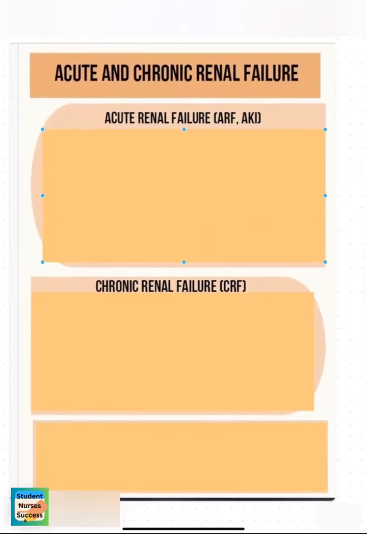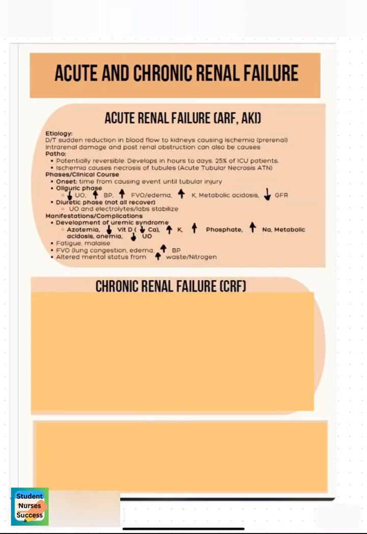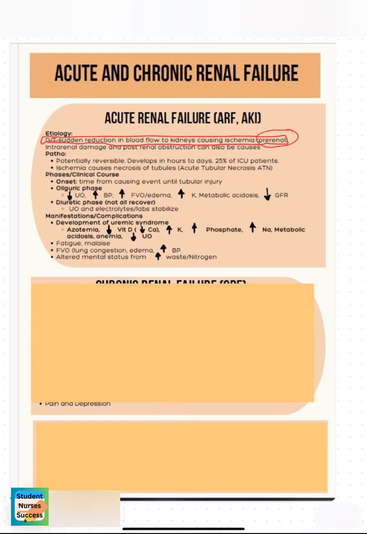I'd like to begin with acute renal failure. Acute renal failure is often referred to as ARF or even AKI. AKI stands for acute kidney injury. Usually, the most common reason for acute renal failure is a sudden reduction of blood flow to the kidneys, causing ischemia. We know this to be a pre-renal cause.